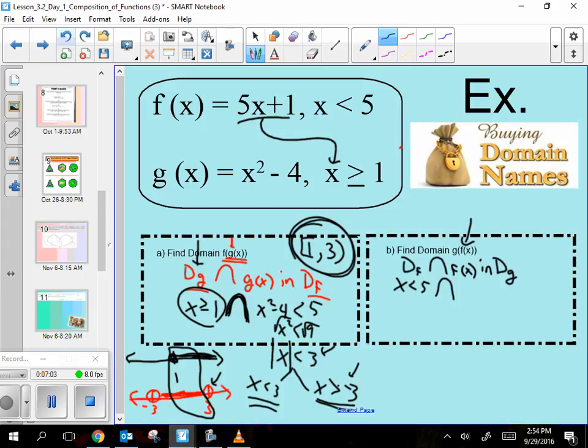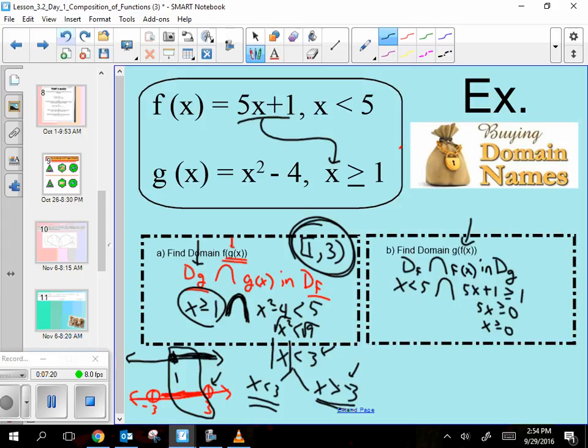And I'll end up with 5x plus 1 is greater than or equal to 1. Subtracting 1 from both sides, 5x greater than or equal to 0. Divided by 5 on both sides, x, 0 divided by 5 is still 0, greater than or equal to 0.